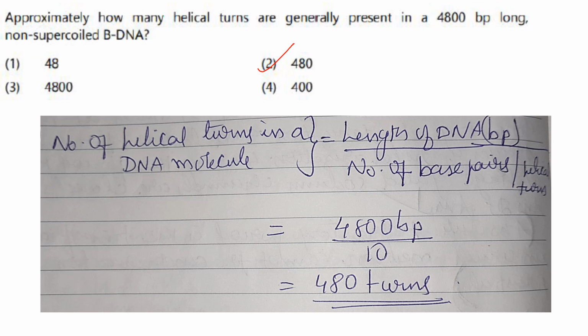Then next one. Approximately how many helical turns are generally present in a 4800 base pair long non-supercoiled B-DNA? So number of helical turns in a DNA molecule is length of the DNA in base pairs divided by number of base pairs per helical turn. So for B-DNA we know number of base pairs per helical turn is 10. And length of the DNA they have given as 4800 base pair. So divide by 10, that will give you 480 turns. Answer is option 2.